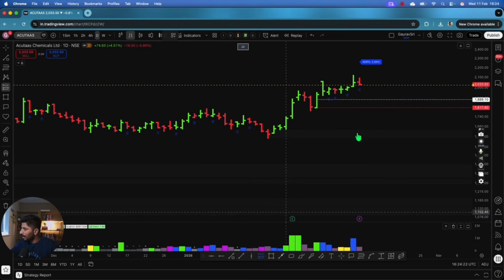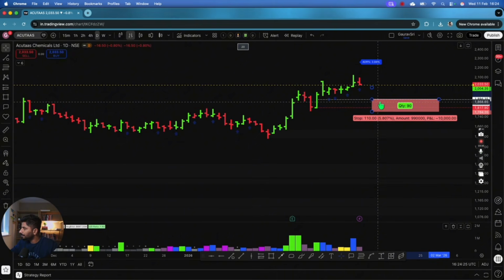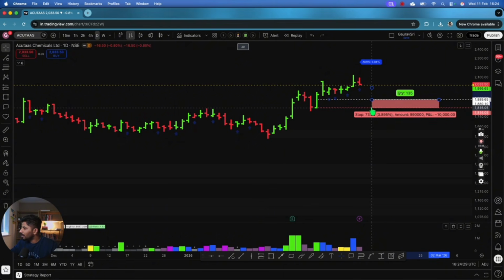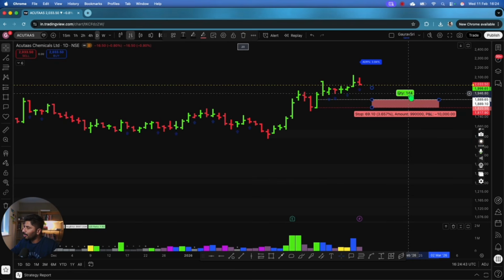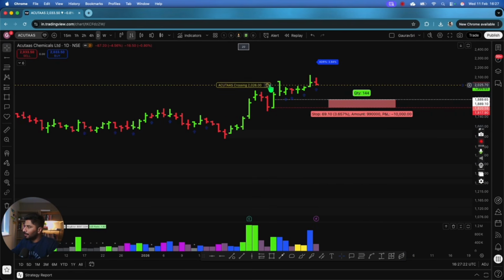Okay, so this particular tool basically helped me. What I did with Equitas, I simply put it over here. My entry was 1889, and I said the stop would be the low of the candle, which is around 1816 or 1820. So I simply put it here around 3.65% as my stop loss. Now at this, if my portfolio size is 10 lakh rupees, let's assume, then I can allocate a quantity of around 144. Simple. Okay, so I put my alert over here for the new addition.